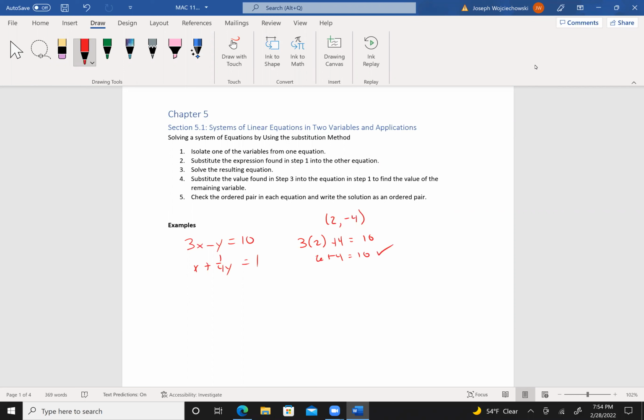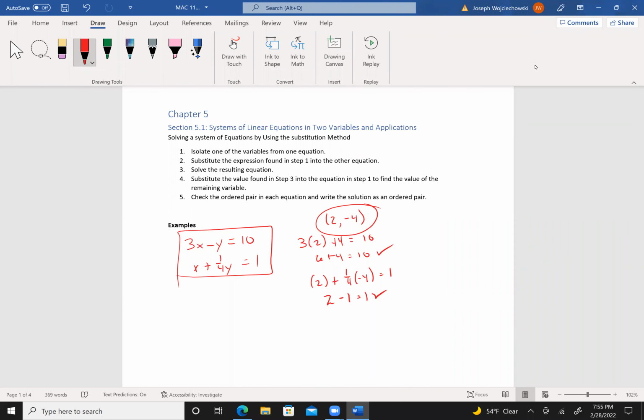Then I have 2 plus 1/4 times -4. Does that equal 1? This is 2. This becomes -1, and that is true. So this is a solution to these two equations.